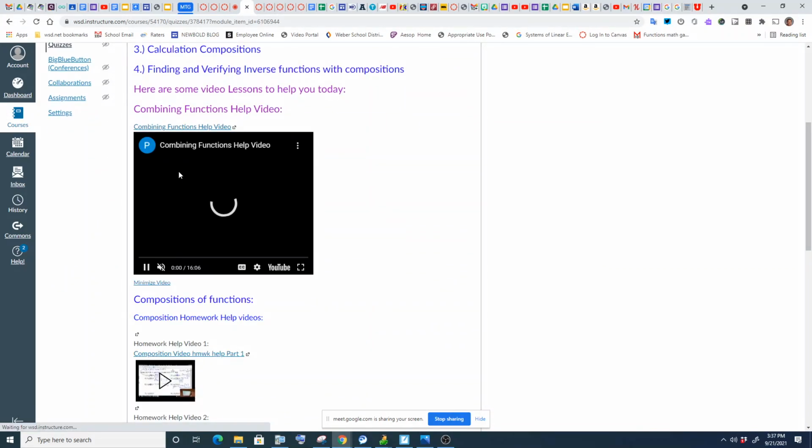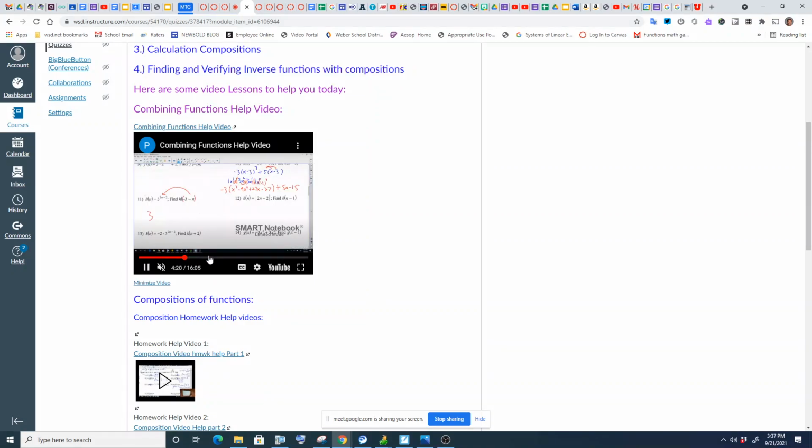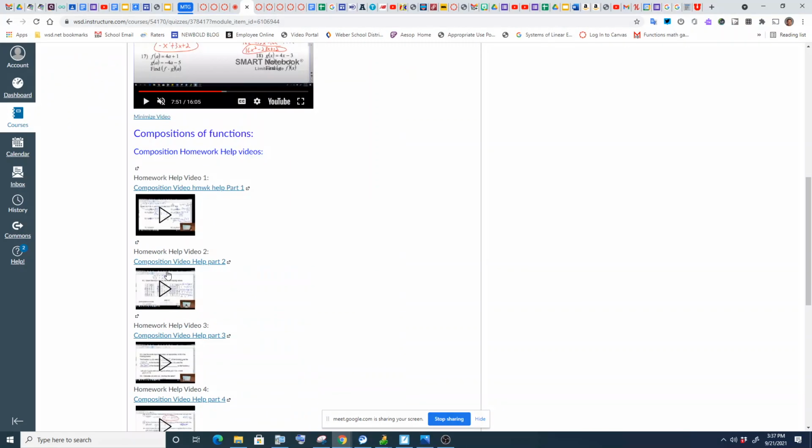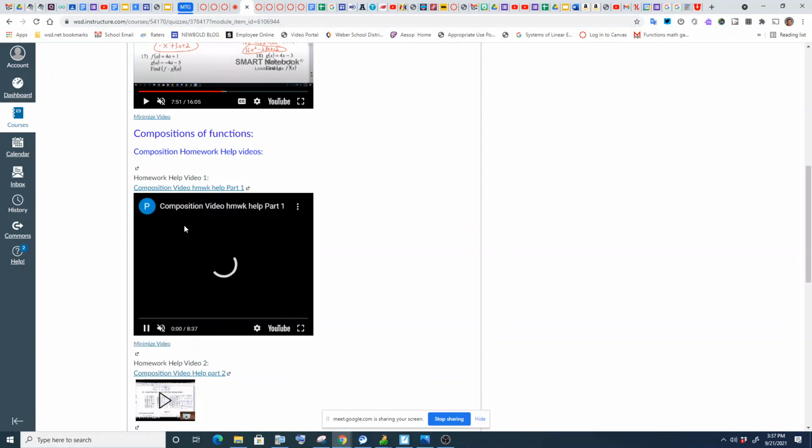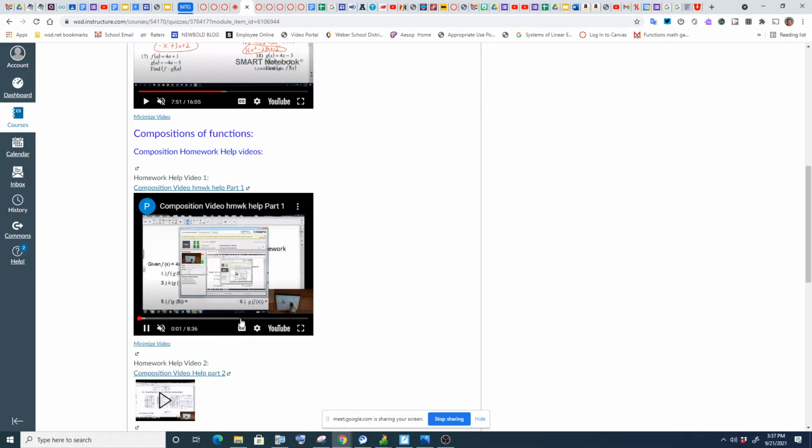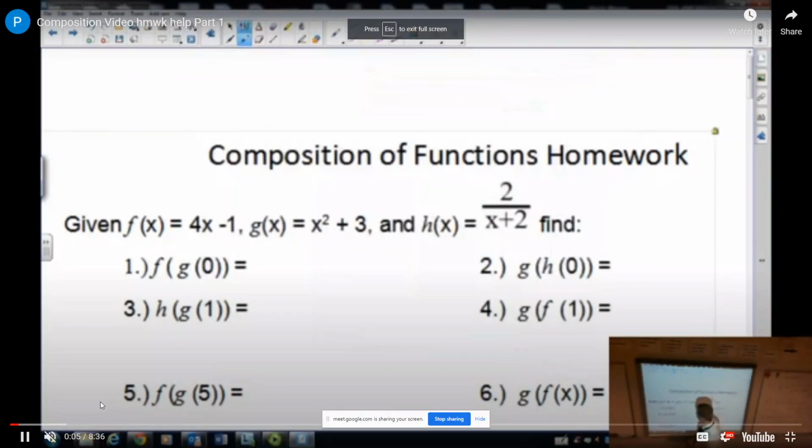Combining functions is pretty easy. We're just combining like terms, plugging things and inserting things into each other, and then combining and foiling and stuff like that. With compositions, we're actually plugging a number into a function and then plugging the result into another function.